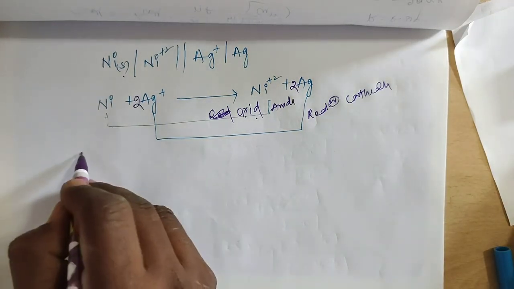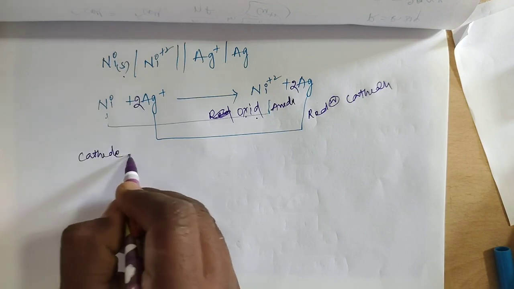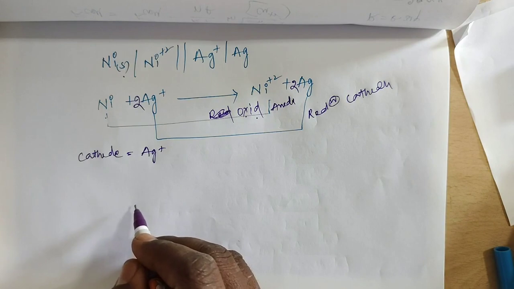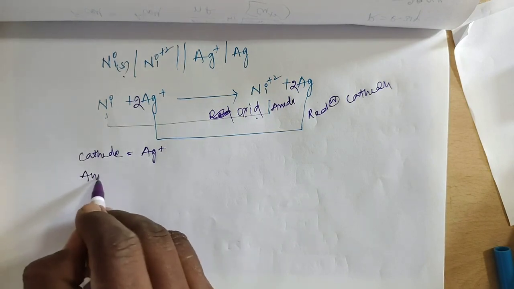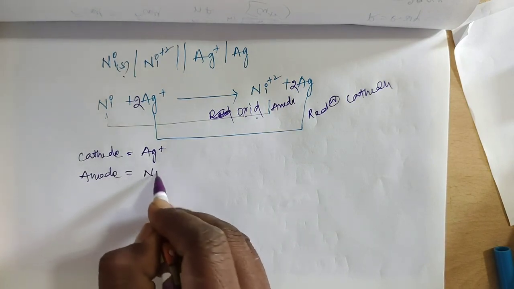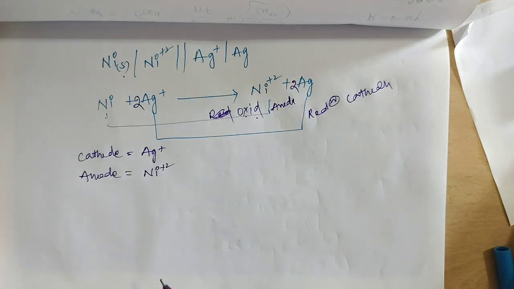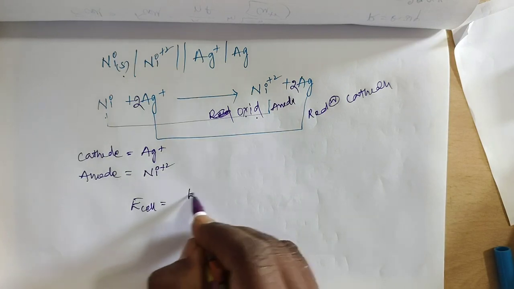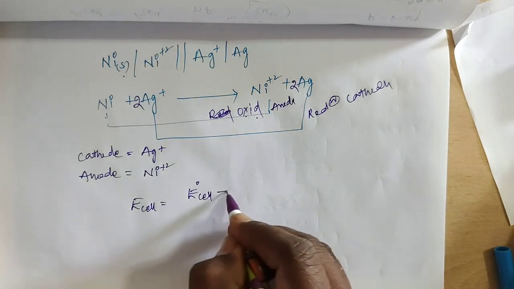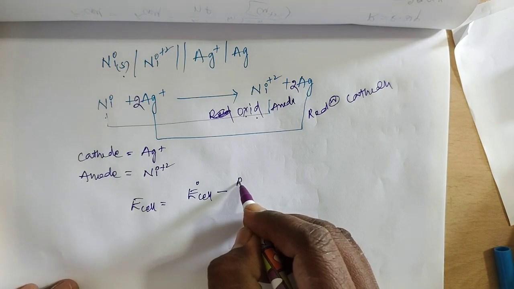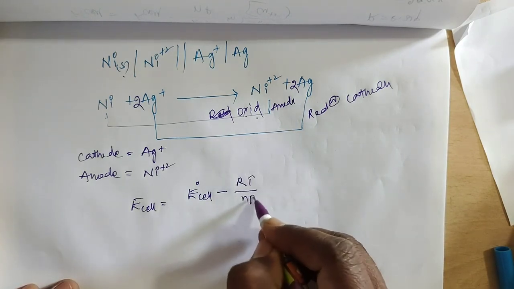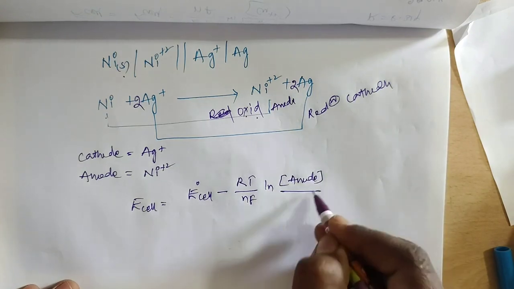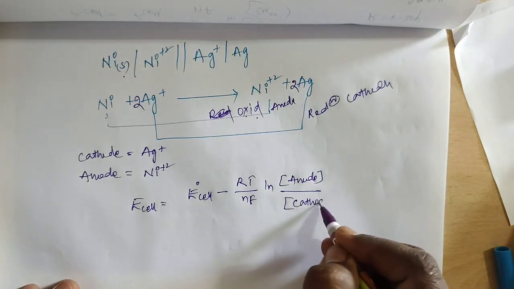So what are the ions? What is the cathode ion? Cathode ion is Ag plus. What is the anode ion? Anode ion is nickel plus 2. Okay, so you take E cell equal to E naught cell minus RT by nF ln of anode ion concentration by cathode ion concentration.